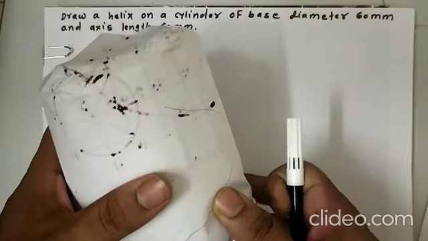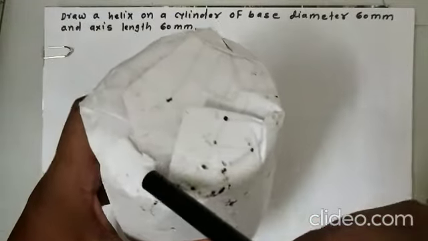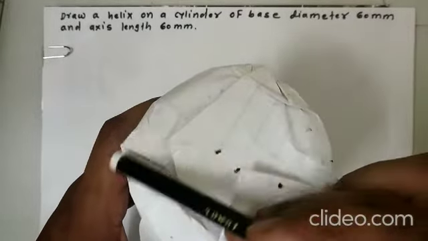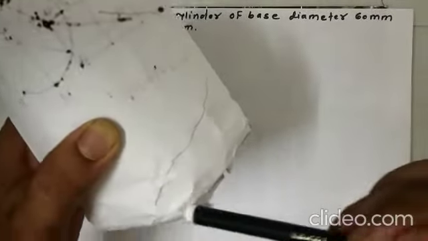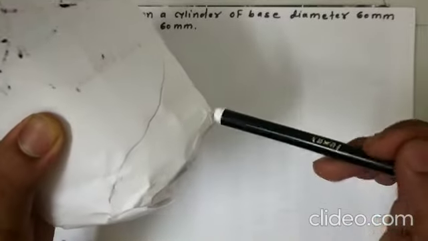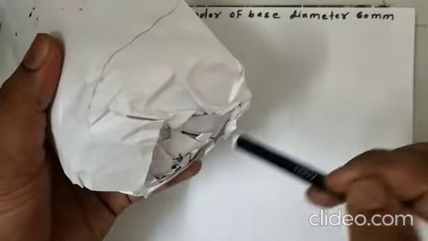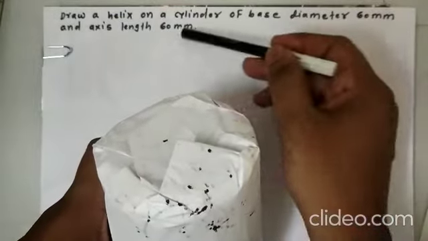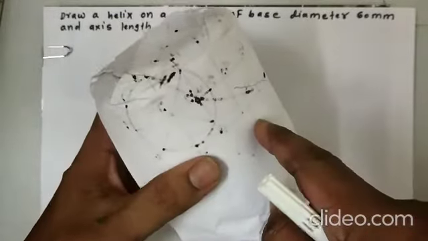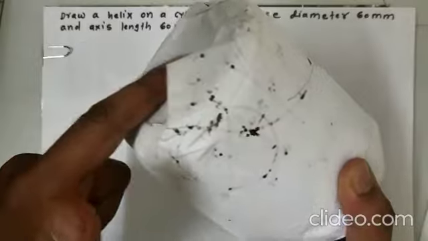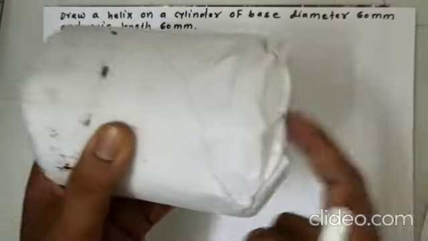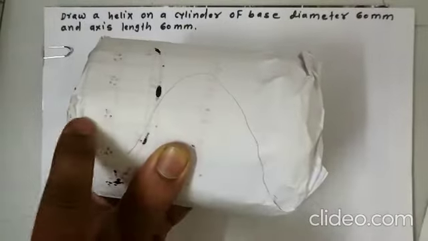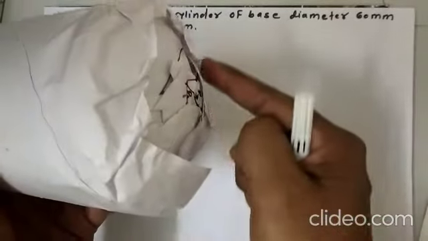Okay, so what is given in the problem? The diameter of the cylinder is 60 mm. Consider this is the base, so the base diameter is given as 60 mm. Next, the axis length is 60 mm. The axis of the cylinder will start from this center point towards this center point. So this axis length is 60 mm, and the base diameter is 60 mm.